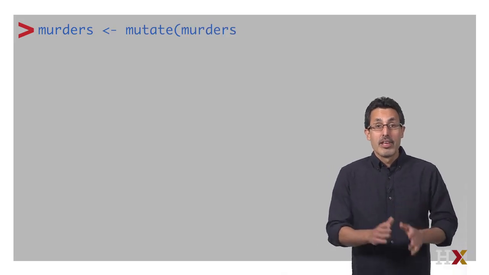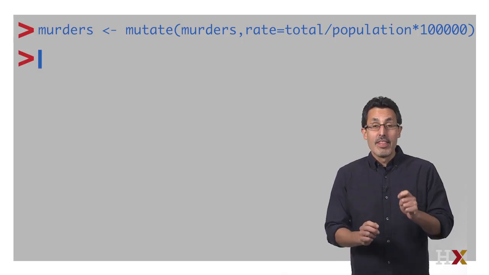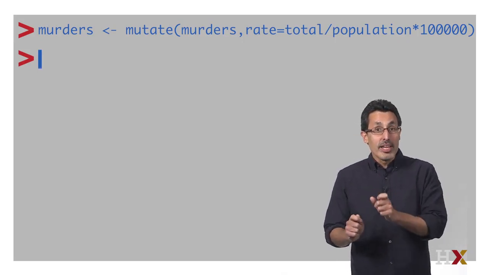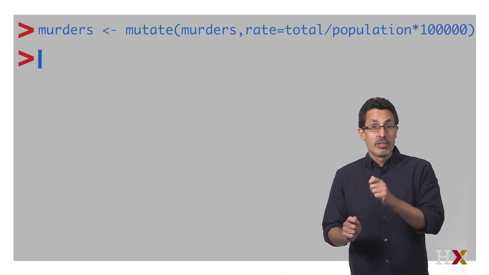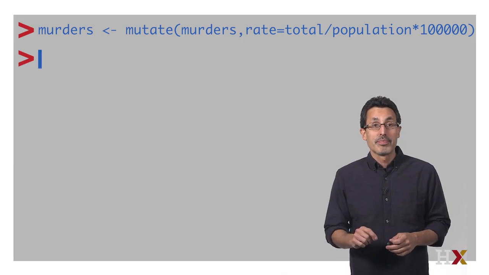So the first task is to add the murder rate to our data frame. The function mutate takes the data frame as the first argument and the name and value of the variable in the second argument. We're going to use the convention name equals value. So, as an example, to add murder rate, we use the following. We say mutate, then murders. That's the first argument. That's the table we're going to manipulate. And then we define a new column called rate. And that column is going to be the total divided by the population multiplied by 100,000.